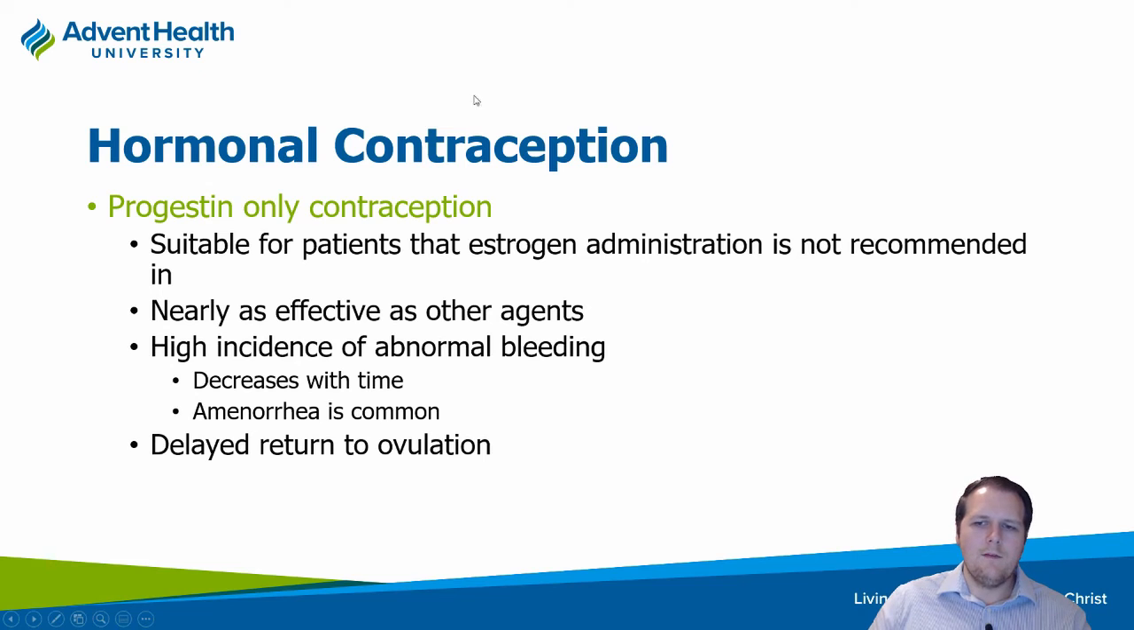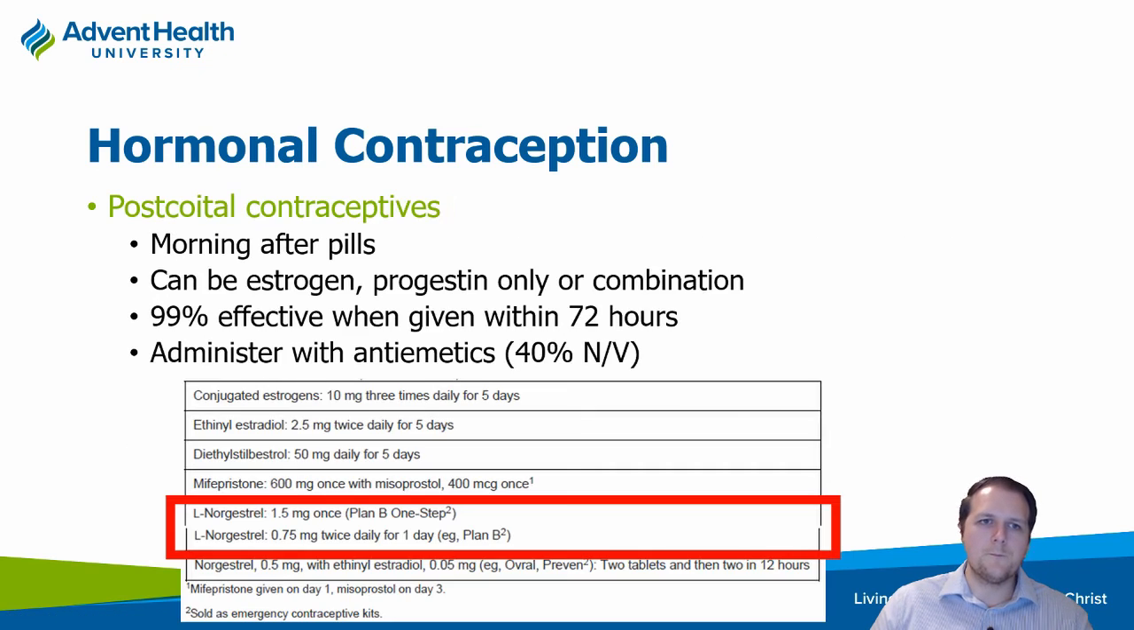And so that's why if you have someone who is pretty determined, I want to get pregnant around this time, progestin-only products are not going to be good ones to use because they may have delayed return to ovulation, maybe up to a year or longer potentially.